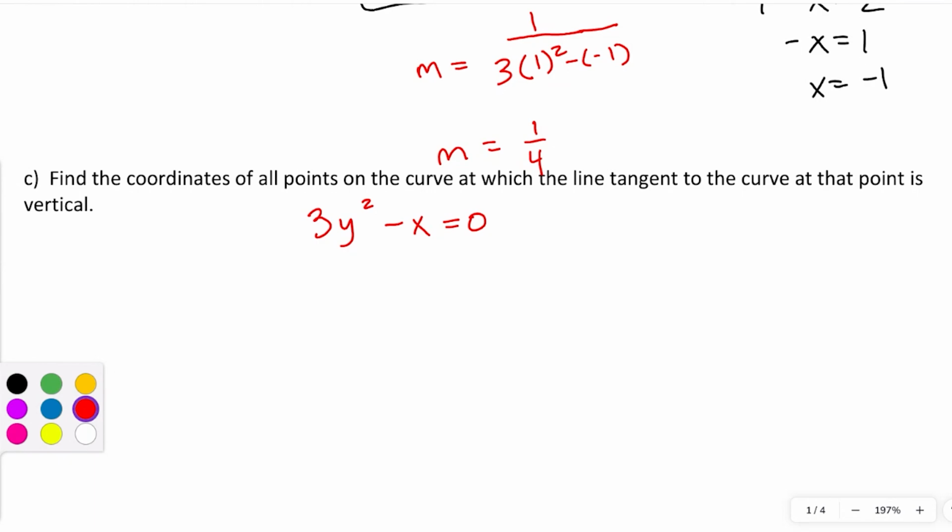Okay, and I come up with something kind of weird here. I'm going to add x to both sides and get 3y squared equals x. All right. But where can I go from here? Yeah, this is kind of weird, right? It's like, well, how are we going to solve for either one? I don't think that's terribly obvious, yeah?